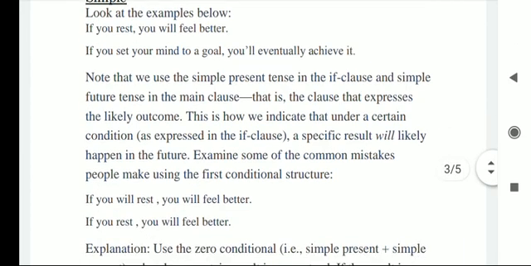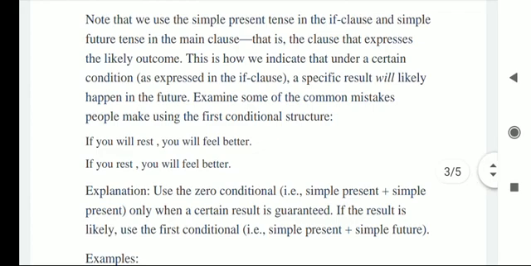So this is how we indicate that under a certain condition, as expressed in the if clause, a specific result will likely happen in the future. Let's examine some of the common mistakes people make using the first conditional structure. "If you will rest, you will feel better." This is wrong. "If you rest, you will feel better." This is correct.